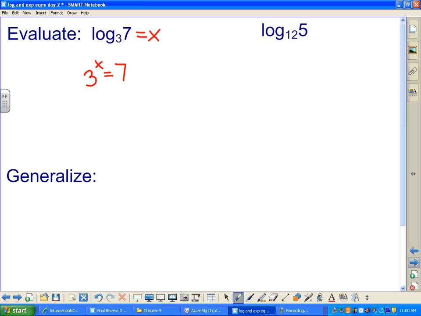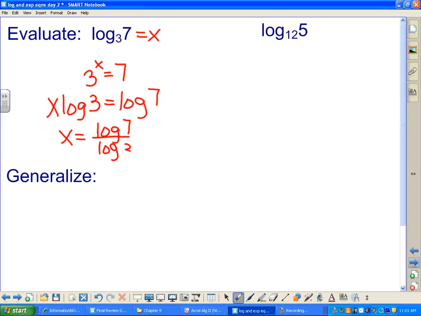If you can't get like bases, then we learned yesterday the way that you solve it is to do what? Take the common log of both sides, right? And when we take the common log of the left, the x comes out in front. And then to solve for x, you end up with the log of 7 divided by the log of 3. So x equals the log of 7 divided by the log of 3, when we started out with log base 3 of 7. So everybody see that? Okay, yes.